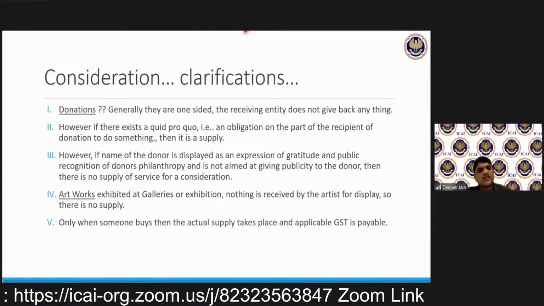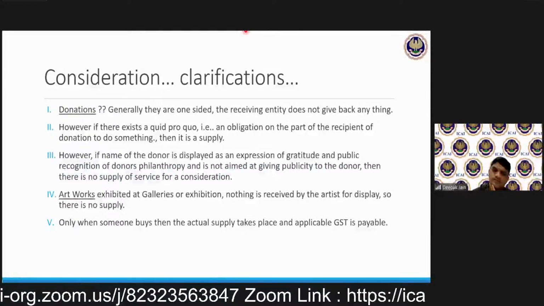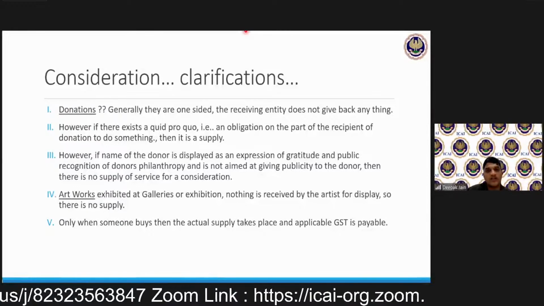Bills of exchange used as accommodation bill. Bills of exchange used as accommodation bill. Not clear with your question still.